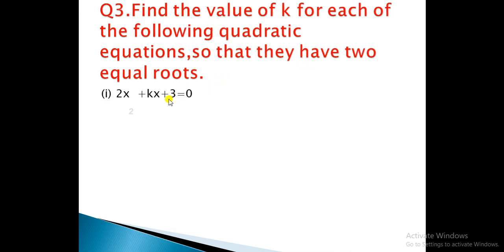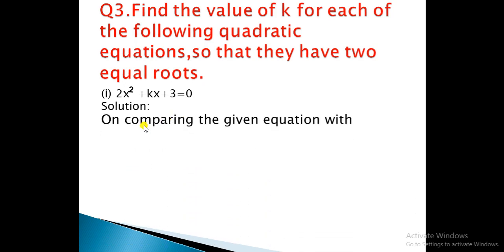Now let us see, find the value of k for each of the following quadratic equations so that they have two equal roots. So what is the first part here? 2x square plus kx plus 3 equals 0. In this case, first of all, it is given that they have two equal roots. So in this case, we have d equal to 0. For that, we have to find out the value of d.